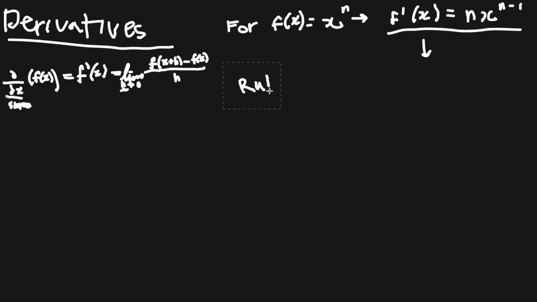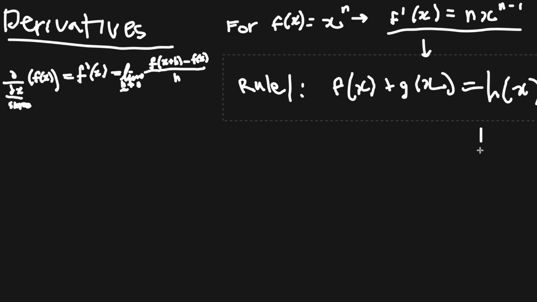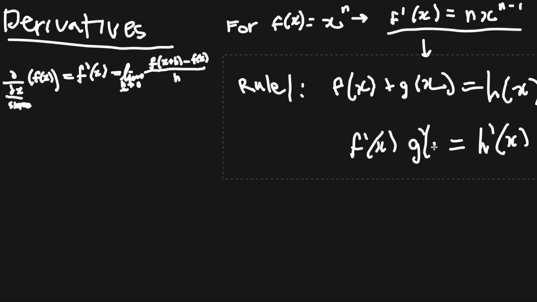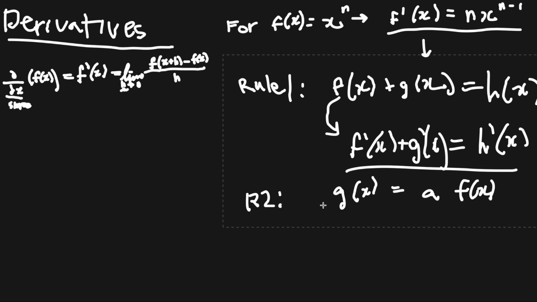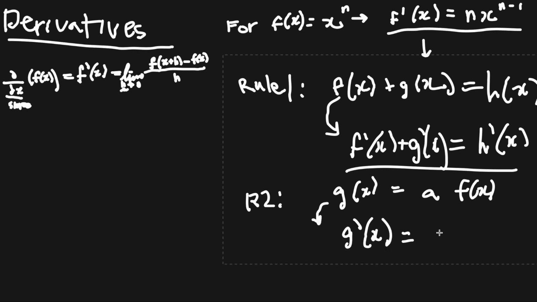Also, some rules for derivatives here. First, you can add functions together, and the resulting derivative of the new function is the same as the sum of the derivatives of the two original functions. You can think about why this works, but I won't go into detail about it. Second, you can also multiply a constant to a function, and the resulting derivative will also have the same constant multiplied to the derivative.